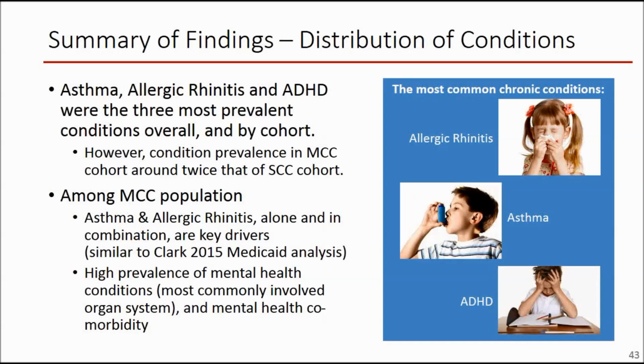And among kids with MCC, asthma and allergic rhinitis, alone and in combination, are key drivers. And this is a little bit reassuring. In comparing it to the Clark Medicaid analysis, they had the same finding. So even though they excluded mental health, even though it was Medicaid versus commercial, some of this seems to replicate and have some consistency. And there was a high prevalence of mental health conditions. It was the most commonly involved organ system and of mental health comorbidity.